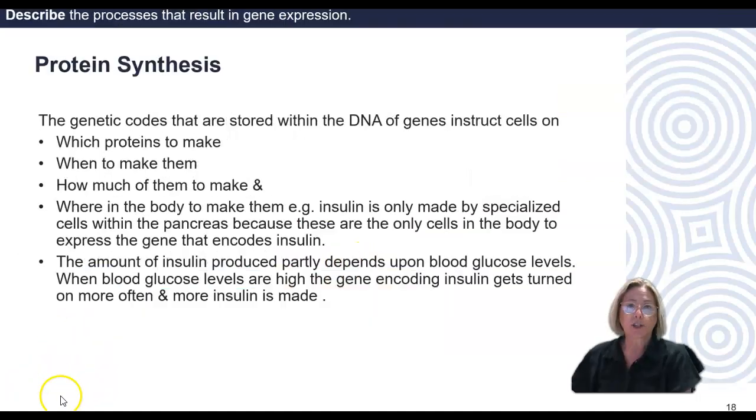The proteins then make up the structural and functional components of cells. And just to summarize all of this, the genetic codes stored in the DNA of genes instruct cells on which proteins to make, when to make them, how much of them to make, and where in the body to make them.